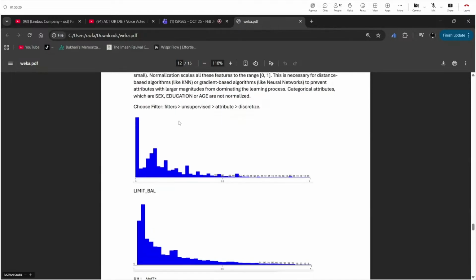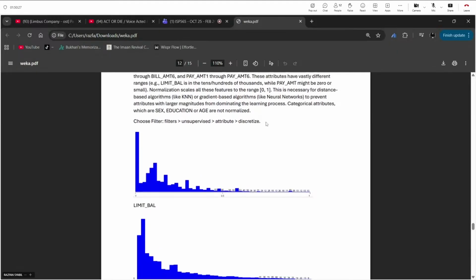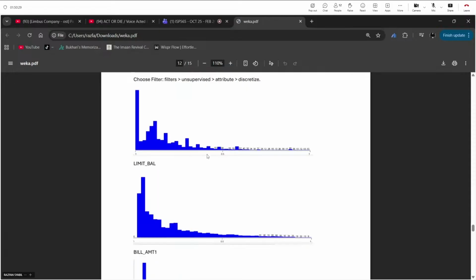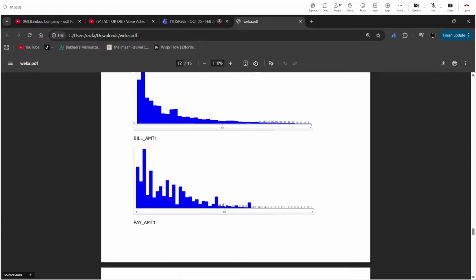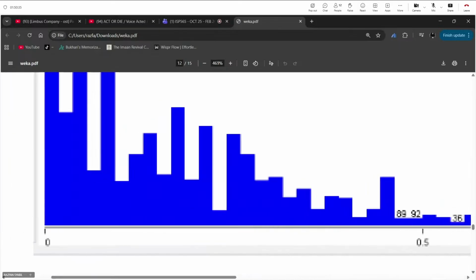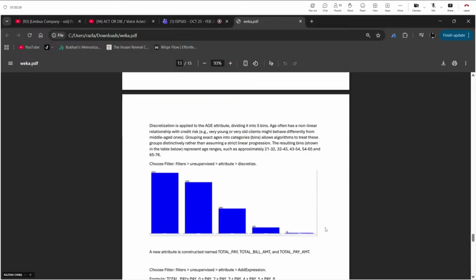So, filter unsupervised attribute discretize. We apply it, it will change all our numerical attributes to discrete. So this is for limit balance, this is bill amount, and this is pay amount. If you zoom here, we can see that it's 0 to 1. Okay, moving on. Then we have discretization.